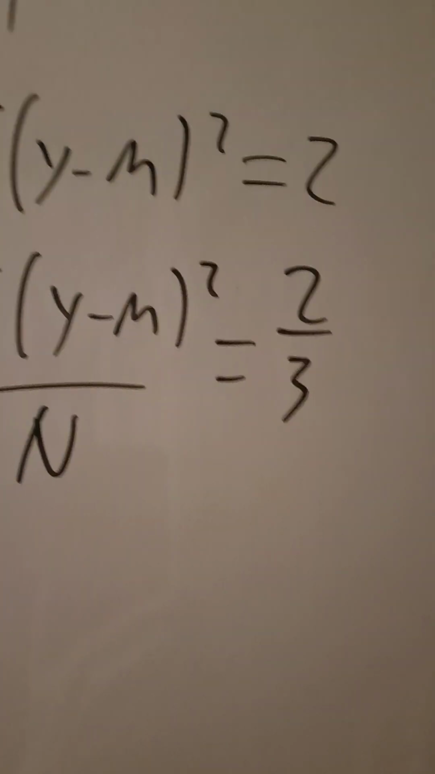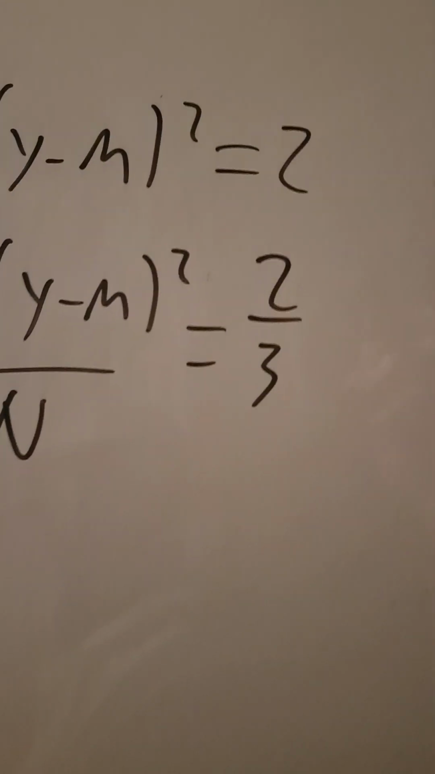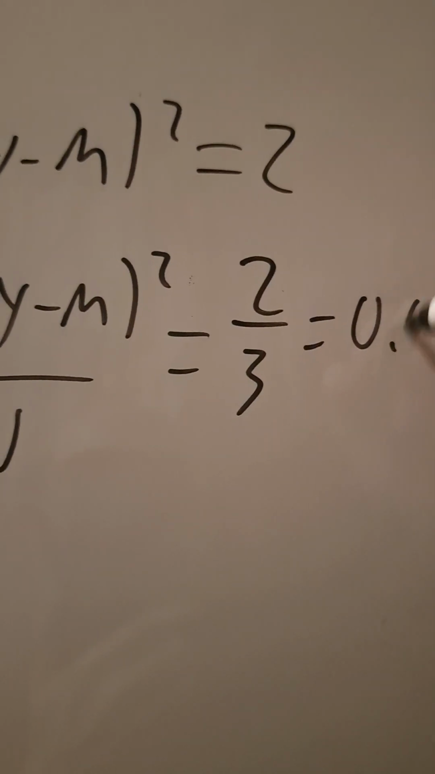Okay, and now we are going to find our variance, which is just what we have here, sum y minus m squared, and we're going to put it over n. So in this case, we're going to have 2 divided by 3, right? And we're going to end up with 0.67.